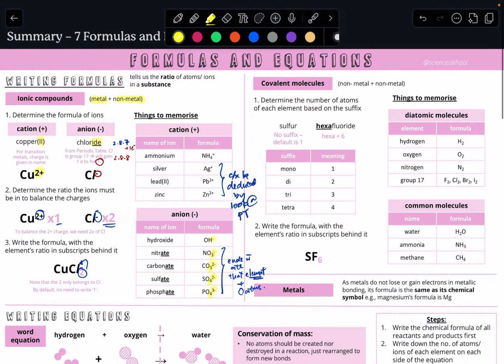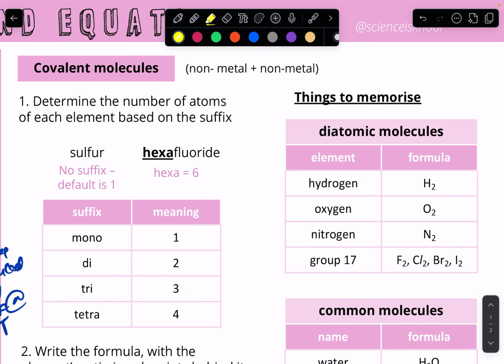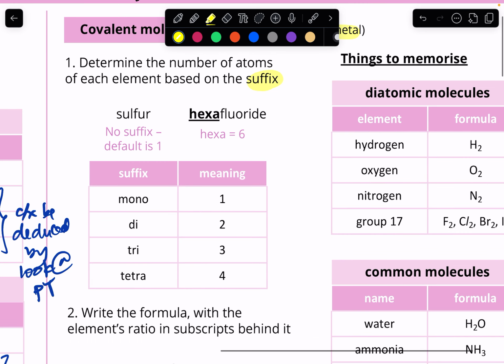Okay. Next, we move on to covalent molecules. So remember that this bond is formed between 2 non-metals. So first, we can determine the number of atoms of each element based on its prefix in the name. Okay, so say sulfur hexafluoride. There's nothing in front of sulfur, so we take it as the default, which is 1. And for fluoride, there's this hexa before that, and hexa, like hexagon, stands for 6.